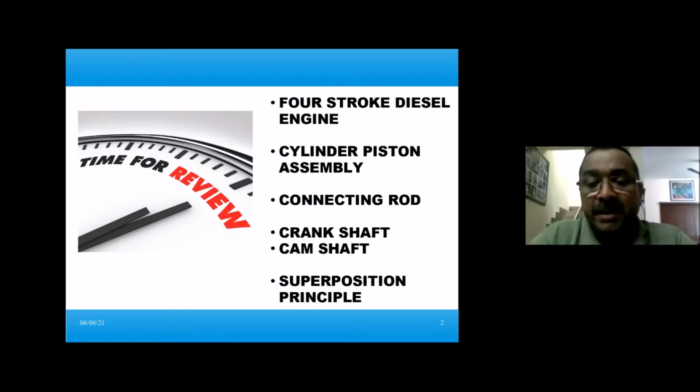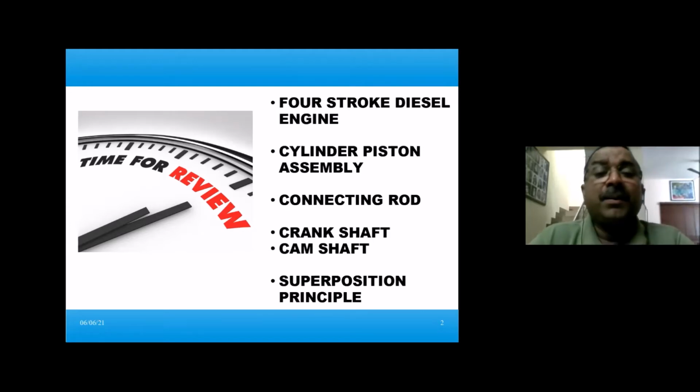So Uncle discussed four-stroke diesel engine, and right now it is a cylinder. Basically, it is a cylinder piston assembly, and it has a connecting rod to connect your piston to the crankshaft, which makes the to and fro motion of your piston into a rotary motion, because we are actually interested in rotary motion. We have to propel the propeller of the ship.